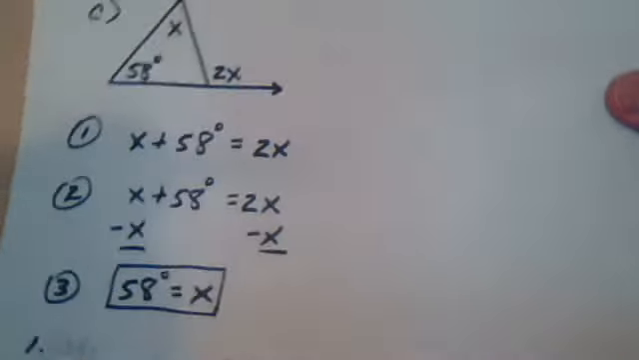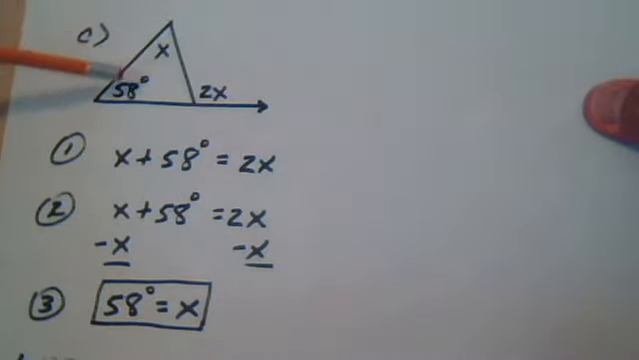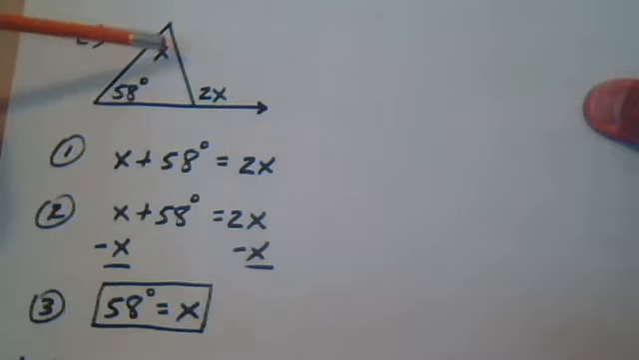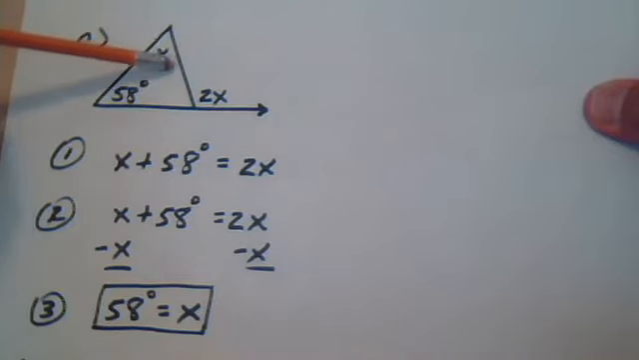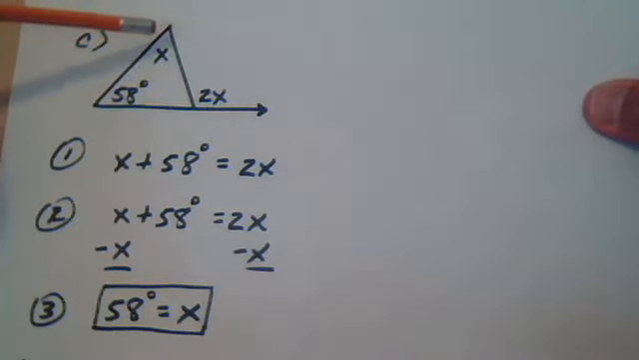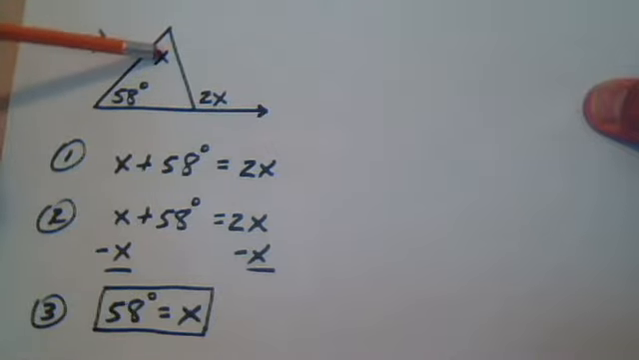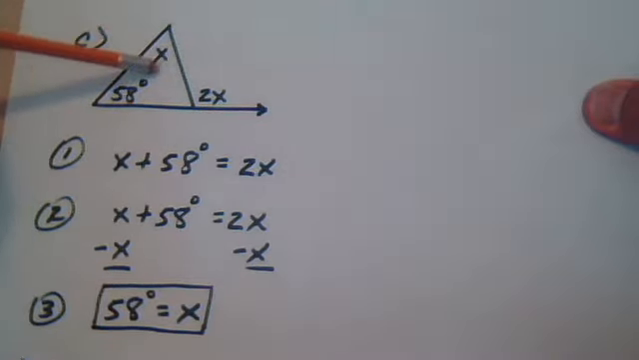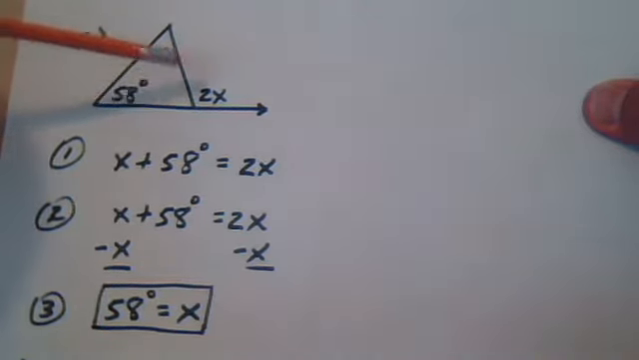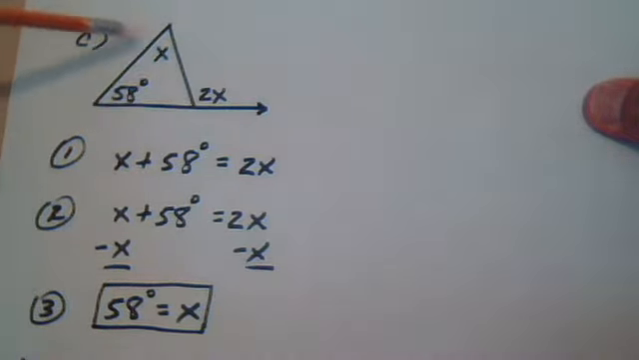For C, we need to remember the following. The sum of the two remote, meaning away, so this is an exterior angle. These are the interior angles, so the sum of the two remote interior angles equals the exterior angle. So when you have these two angles, and you have this one, this will be the exterior. These are the interior that are remote.